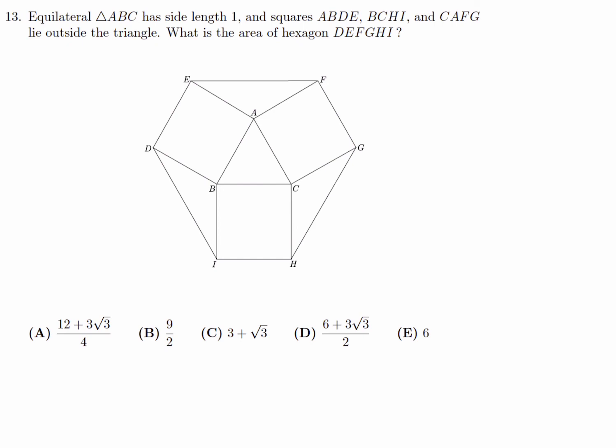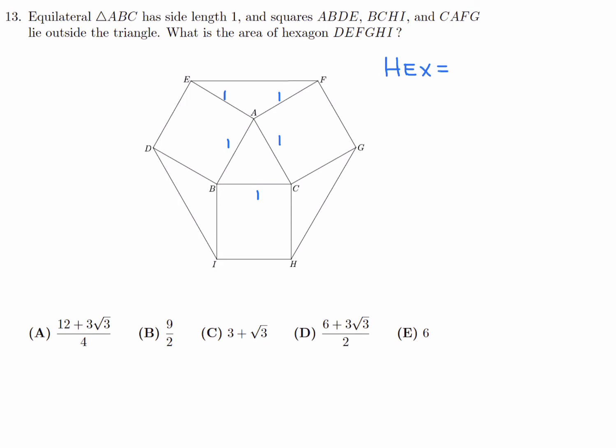Equilateral triangle ABC has side length 1, and these squares lie outside the triangle. What is the area of that hexagon? Okay, so here we go again. Let's label this. It's 1, 1, 1, and obviously this is 1 and this is 1 since this is the side of the square. So the area of that big hexagon, let's break it up into components.